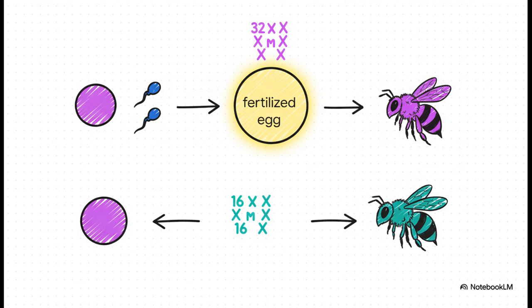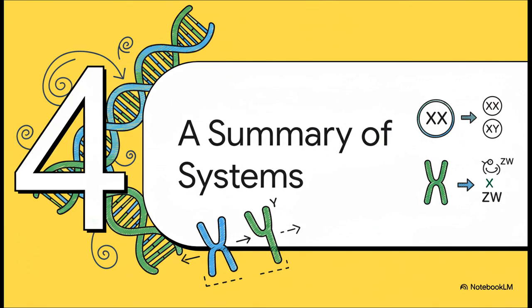Here's how it works. If a honeybee egg gets fertilized, it becomes diploid. It has 32 chromosomes. And boom, you get a female who'll become a queen or a worker. But if an egg doesn't get fertilized, it stays haploid with only 16 chromosomes and develops into a male drone. This process is called parthenogenesis, and it means, get this, male drones literally do not have a father. How crazy is that?